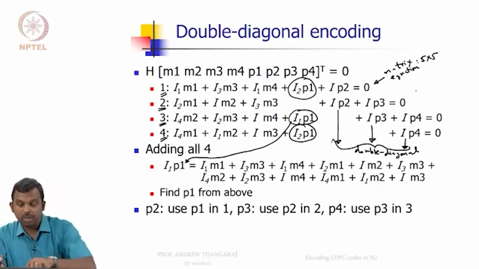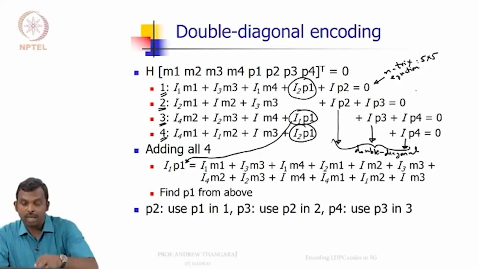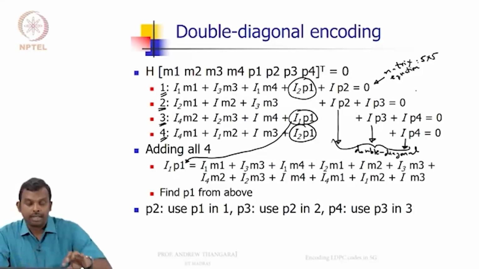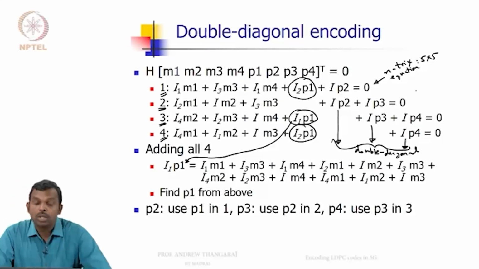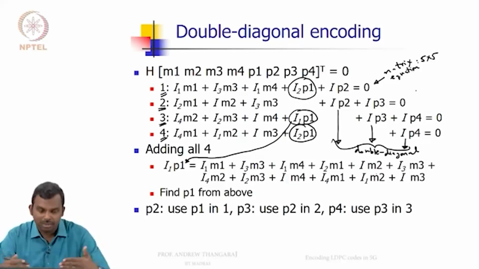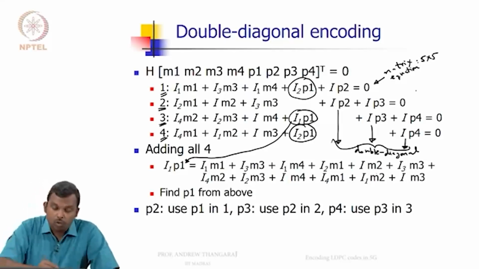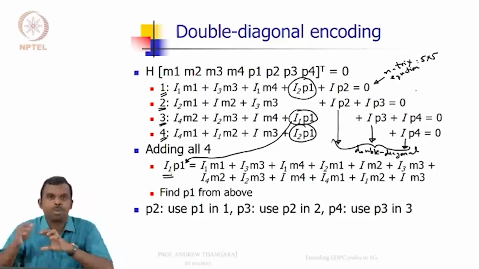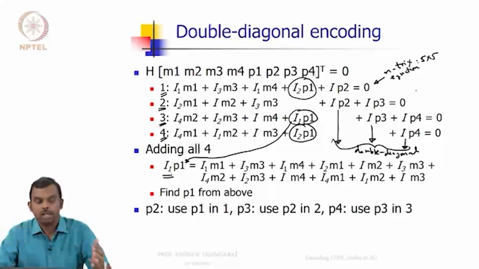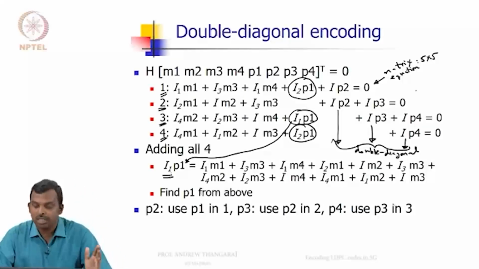So of course you can bring it to this side and write equal to 0. I have brought the I1 times P1 alone to that side and kept it as an unknown. So you can find P1 from above. From this equation, this is just a direct equation for P1. Of course you have the I1 here that just shifts the P1 a little bit, so you can reorder and find out P1. Hopefully this is clear to you.